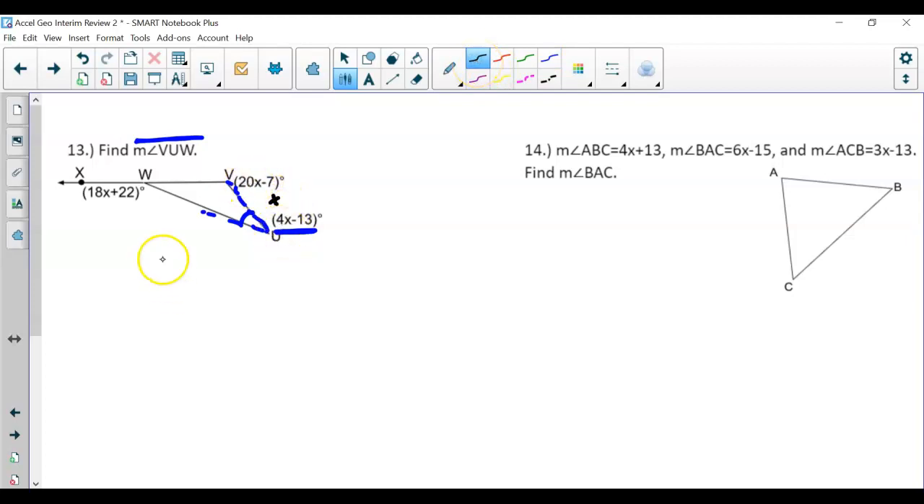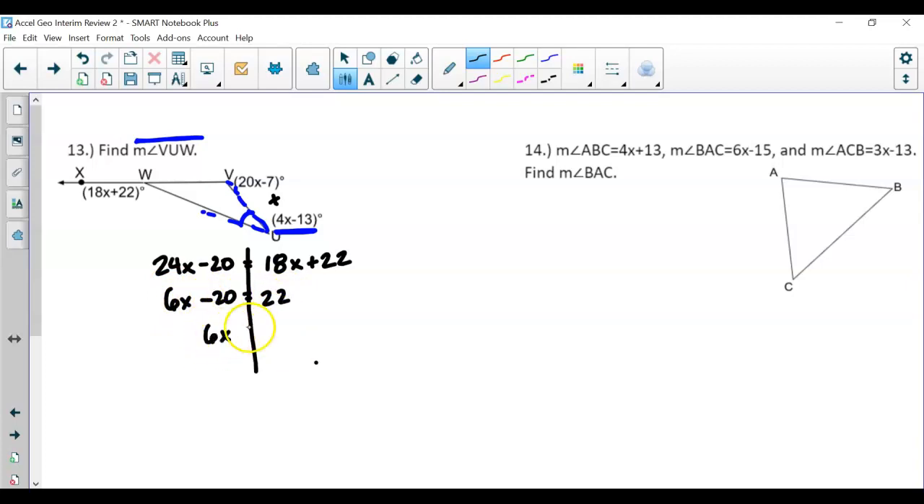So we're adding together 24x minus 20 is equal to the exterior, 18x plus 22. So now as you go through and solve and gather, you're going to get 6x minus 20 is equal to 22. So now we can solve our two-step, adding 20. So 6x is equal to 42, and x is equal to 7. So again, now we are looking for that angle, 4 times 7 minus 13. That's why here you end up with 15 degrees.